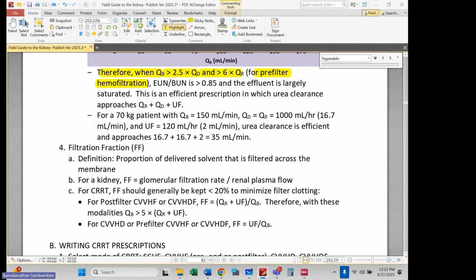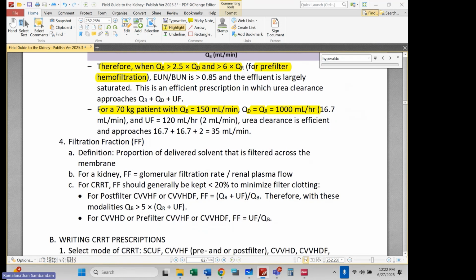So here are some examples. This is just a hypothetical 70-kilo person running a 1 liter per hour replacement and a 1 liter per hour dialysate flow rate. You would achieve that efficiency easily with a blood flow rate of 150 mils per minute. Okay, this is going to easily achieve those thresholds.